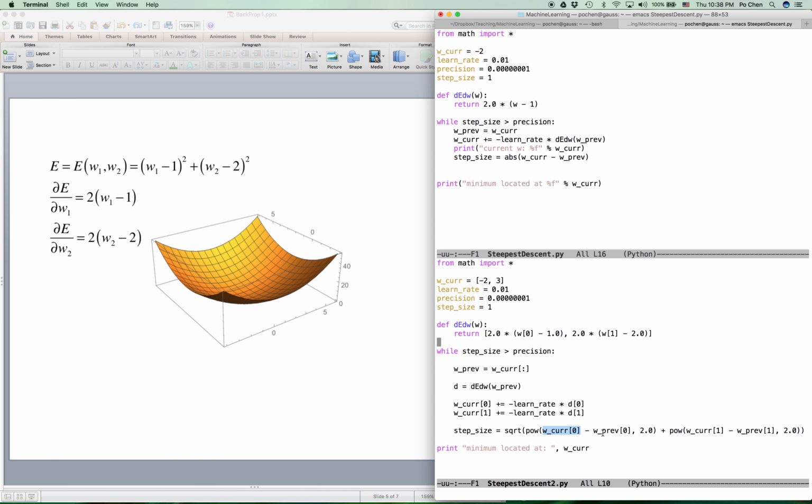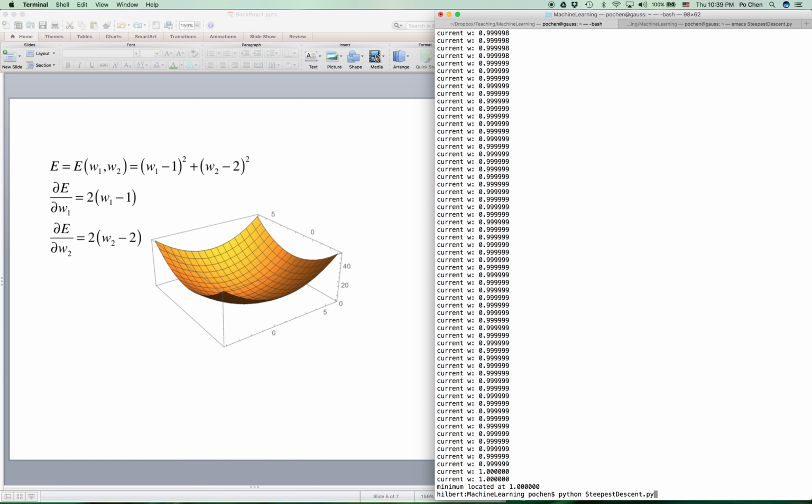So this is the current W1, this is the previous W1, and then we are squaring it by using the power function, and then add. This is the current W2, this is the previous W2, and squaring it. And then we add these two squares together, and then take the square root. That's our step size. And everything else is identical. So again, let's run this particular program and see what's going to happen.